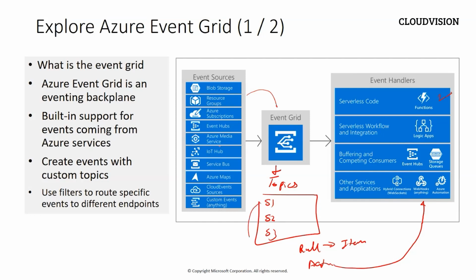Now, this topic is related to IoT Hub. So when IoT Hub raises an event, it will go to the topic. The topic will forward that message to all subscriptions, and whichever subscription is interested will use that message and forward it to the destination, that is, the event handler. That is the idea behind it.